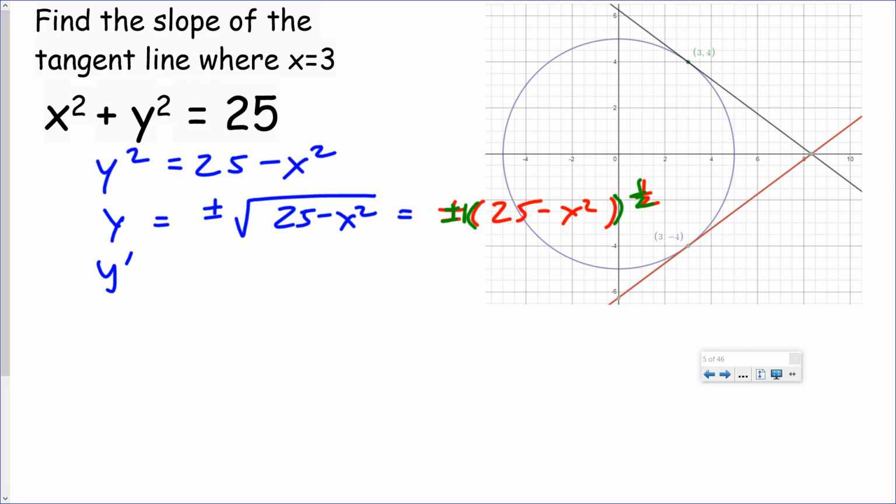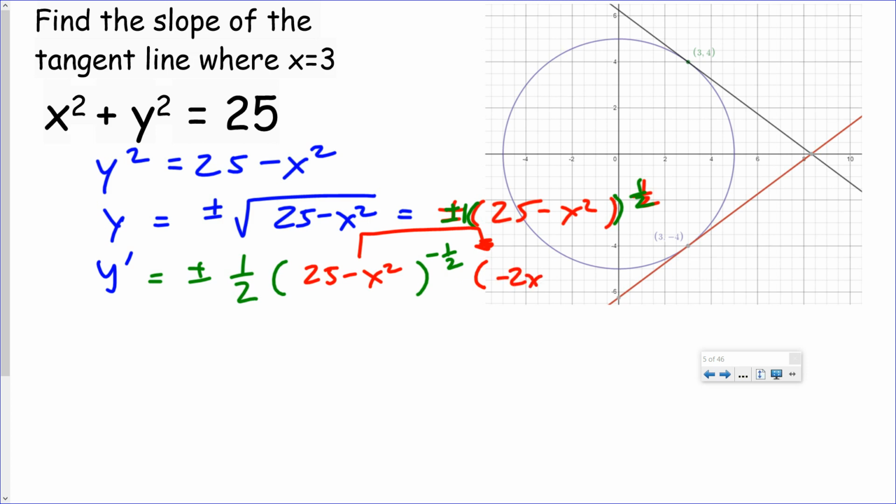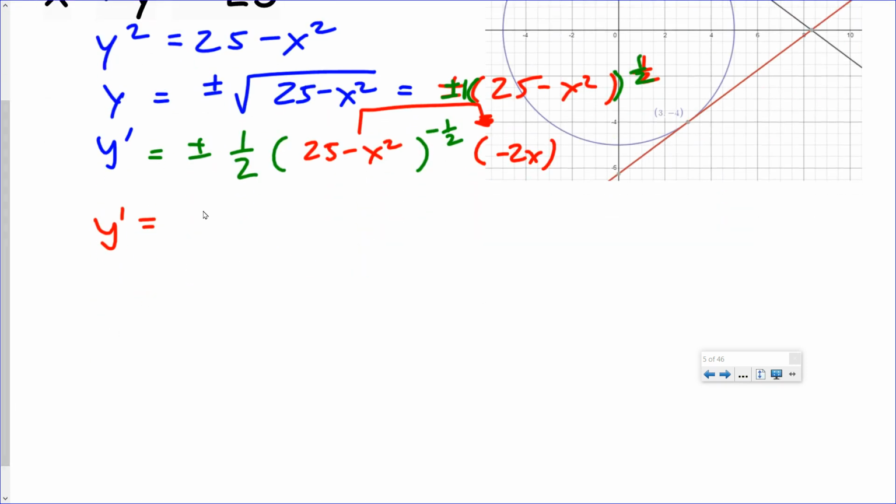Did you find the outside? Okay, so it's going to be plus or minus times 1 times 1/2, so that would be 1/2, times leave the inside alone, take the power down by 1. So if I'm at 1/2 and I take the power down by 1, where am I at now? Negative 1/2, okay? Now I'm supposed to leave the inside alone, so there's my inside, but I also have to take the derivative of the inside, which is, what is the derivative of 25 minus x squared? Negative 2x.